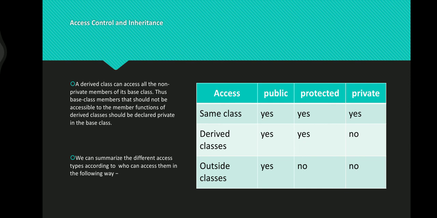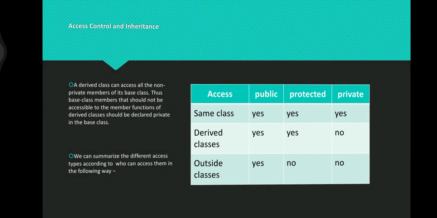You can see in the same class, public, protected and private can be accessed, and in the derived class public can be accessed, protected can be accessed, but private cannot be accessed. And outside the classes, only public can be accessed, neither protected nor private members can be accessed. So that's all about the access specifiers and their visibility.